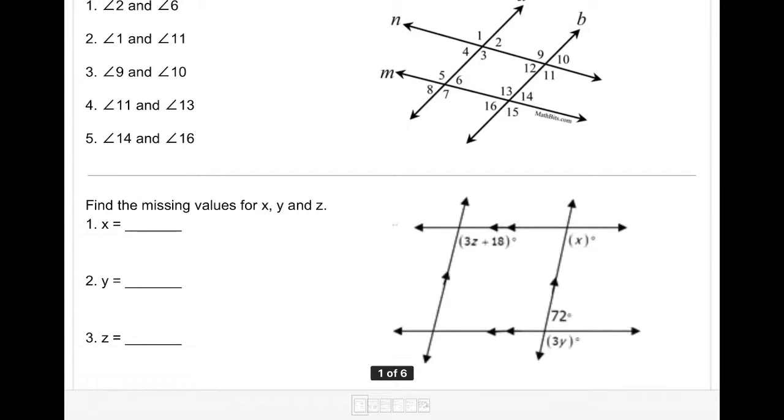Hey guys, so in this video I wanted to go over our test review that you received Friday. So in the first section, we are asked to use the picture below to identify the special name for the angle pairs. So for the first one, we are asked for angle 2 and angle 6.